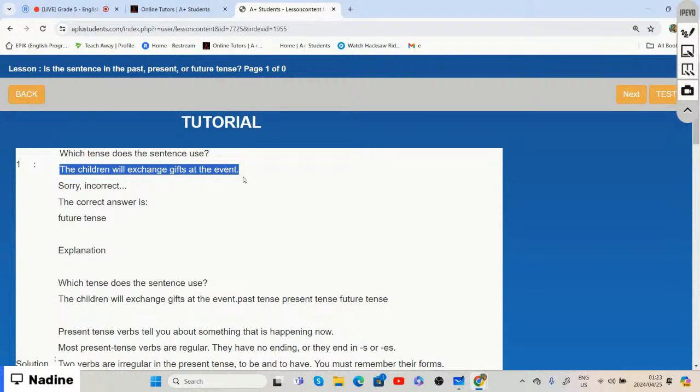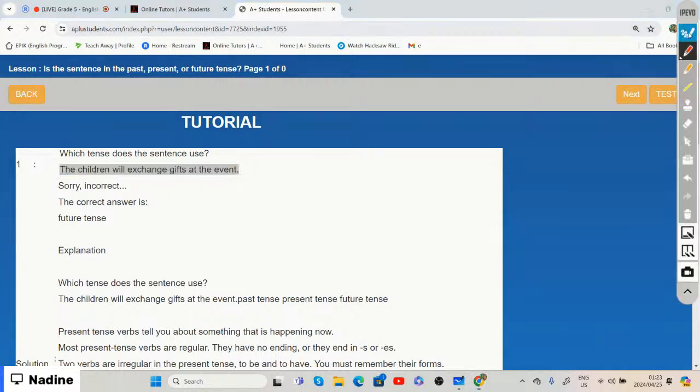It says the children will exchange gifts at the event. If you specifically look at the word will, then we can say it is future tense. Well done. So will exchange shows that it is future tense. Future tense it is.